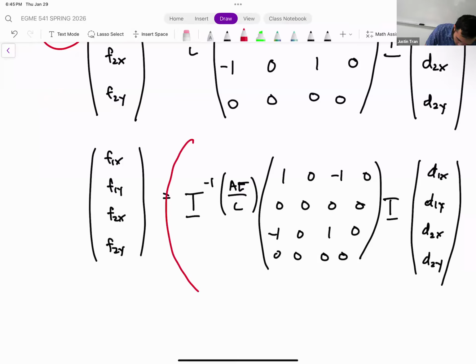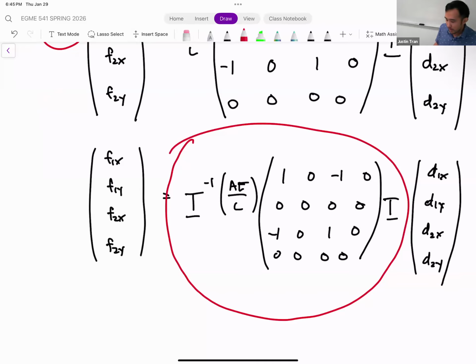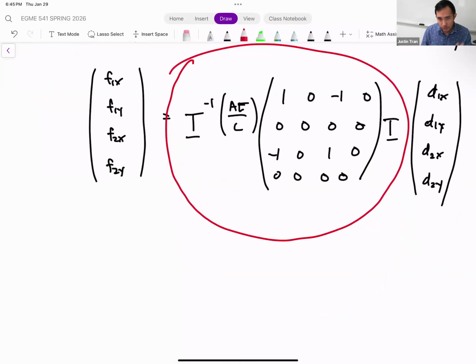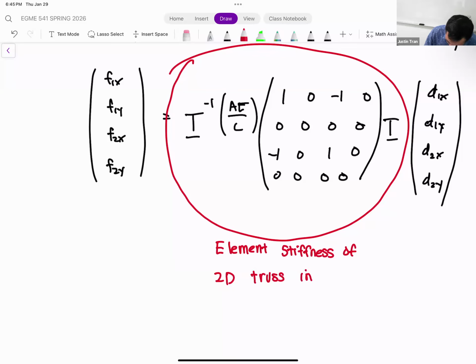The only thing left to do, and I say that as if it's a simple thing, is to multiply all of these matrices together. But this combination of the transformation matrix and the element stiffness matrix is the element stiffness matrix that we're seeking. So this right here is the element stiffness matrix of a 2D truss in the stationary coordinates.